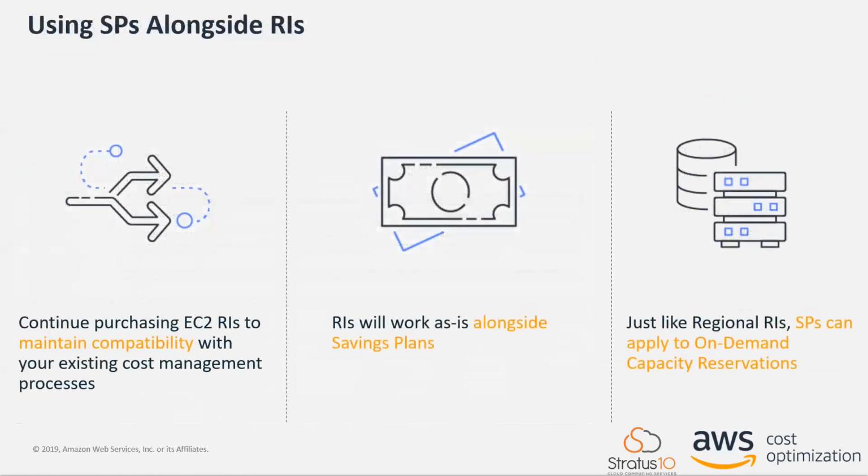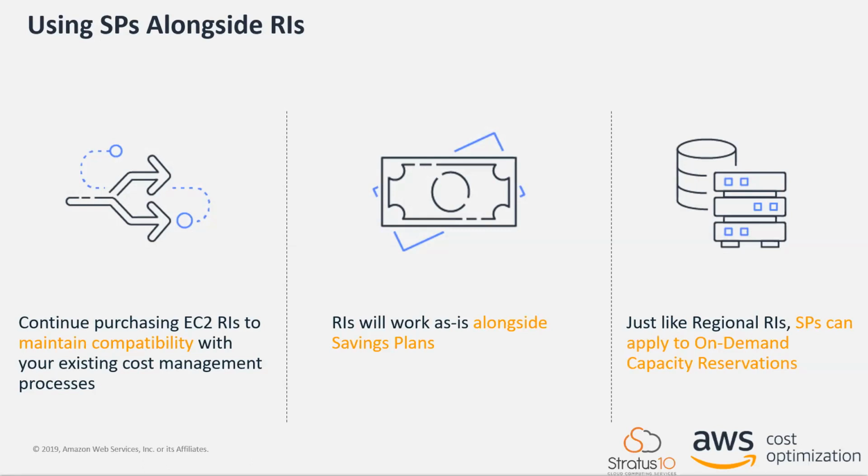Okay, so how does a savings plan compare to a reserved instance? Well, savings plans offer you the same deep discounts as EC2 RIs, but with the flexibility of making a simple monetary commitment instead of making commitments for a specific instance configuration. You can continue purchasing RIs to maintain compatibility with your existing cost management process, and your RIs will work alongside savings plans to reduce the overall bill.